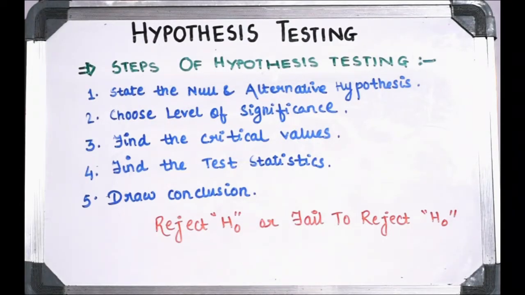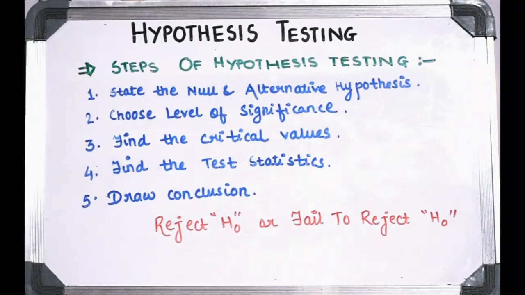The fourth step is find the test statistic. So you need to know what is the test that you are going to perform, whether you are going to perform a Z-test or a T-test or some other test. And the fifth step is draw your conclusion. Either you will reject the null hypothesis against the alternative hypothesis that you are claiming, or you fail to reject the null hypothesis. Rejecting the null hypothesis does not mean that the null hypothesis is false. It means that there is not enough evidence to support that claim.